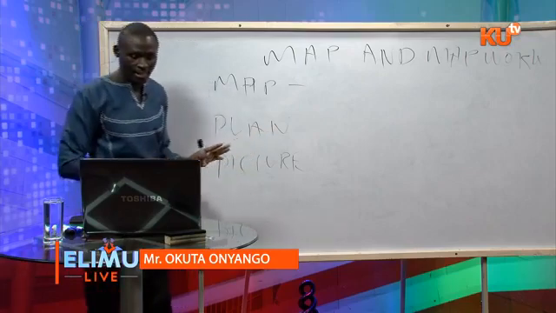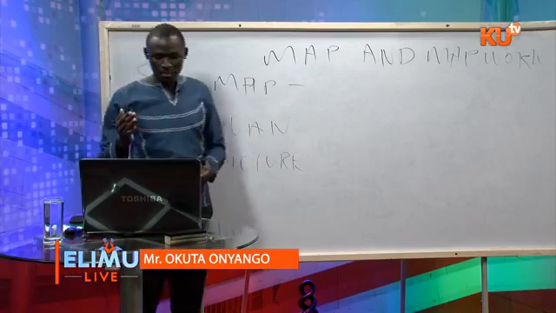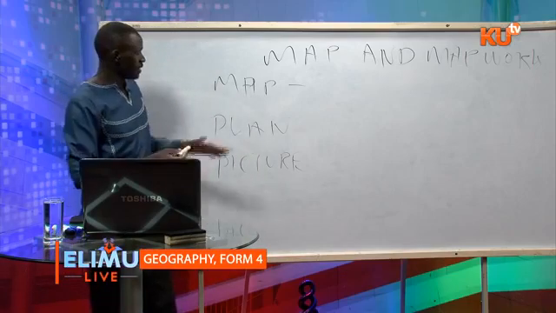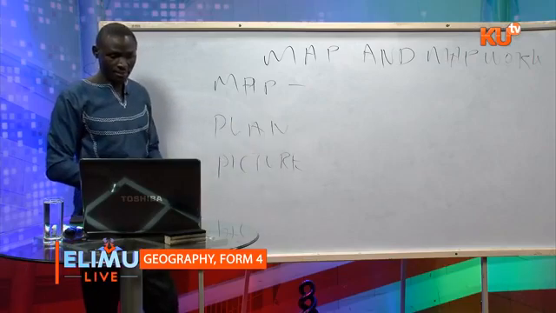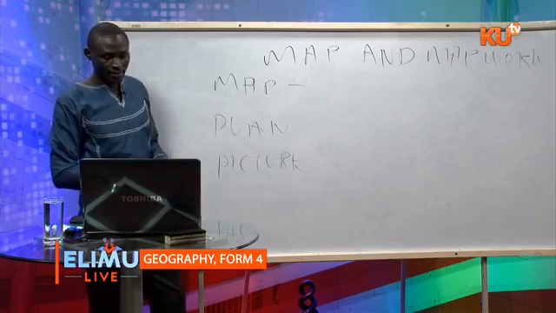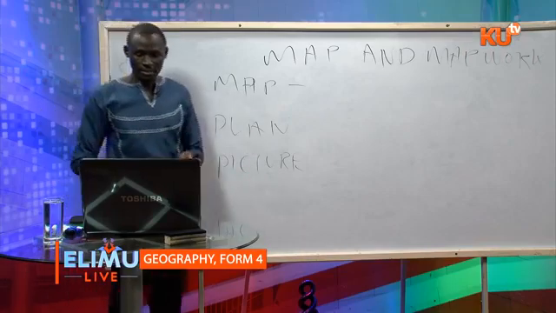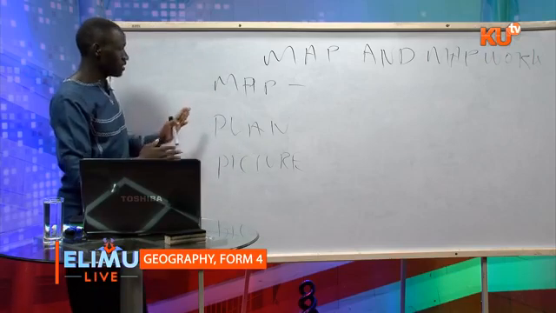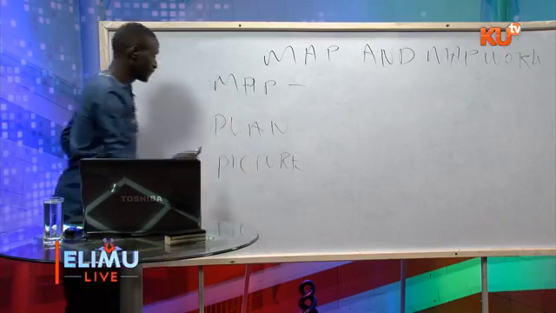Another definition of a map can be a representation of an area on the earth's surface, on a flat surface such as wood, objects, or even some of the materials that are provided. Then the last one is the symbolic representation of the selected characteristics of a place. So all those definitions apply.